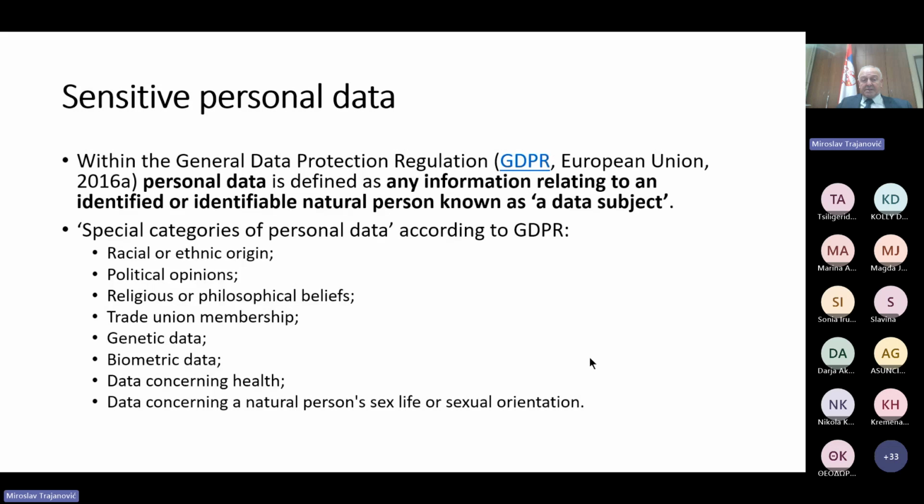According to GDPR, special categories of personal data are racial and ethnic origin, political opinion, religious and philosophical beliefs, trade union membership, genetic data, biometric data, data concerning health, data concerning a natural person's sex life or sexual orientation. All those data should not be publicly accessible.